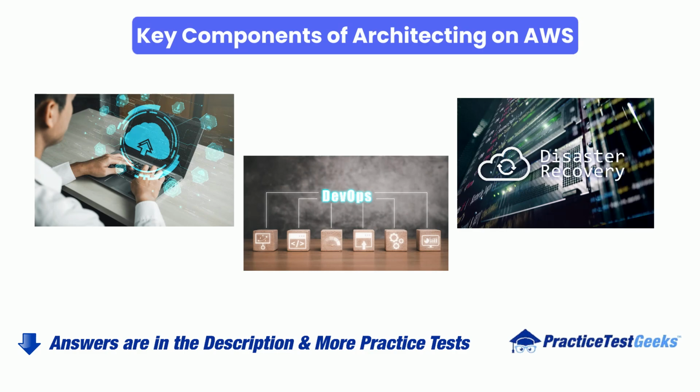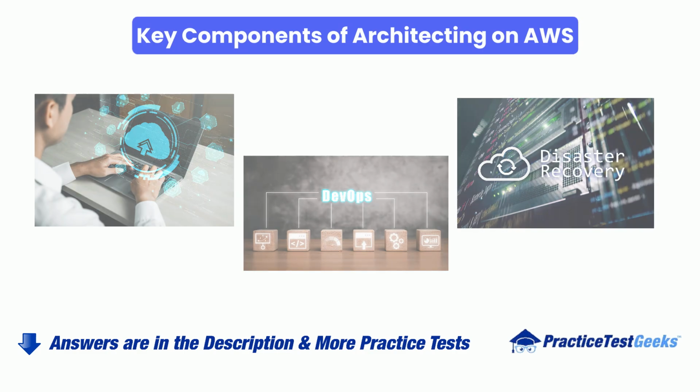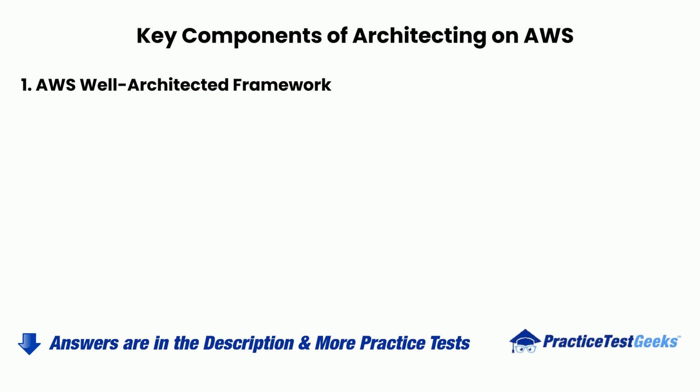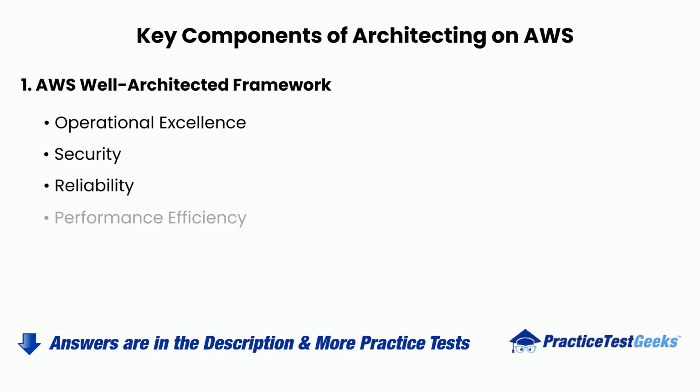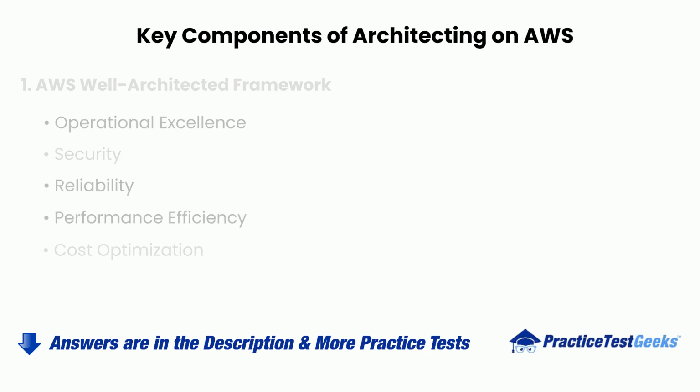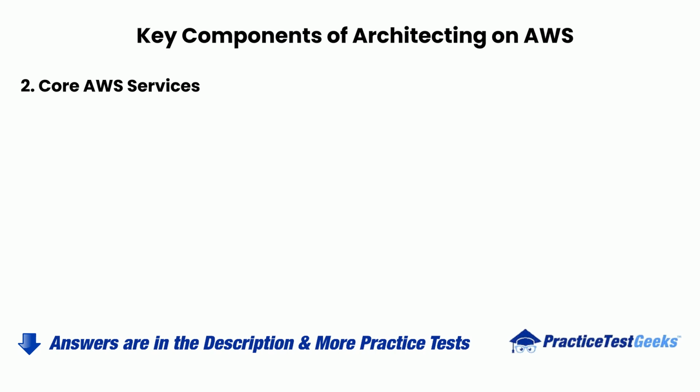Key components of architecting on AWS. 1. AWS Well-Architected Framework: operational excellence, security, reliability, performance efficiency, cost optimization. 2. Core AWS services: compute, storage, database, networking. 3. High availability and fault tolerance.